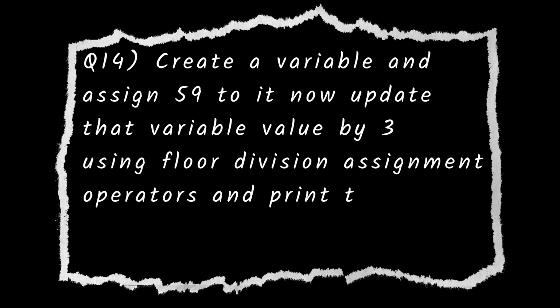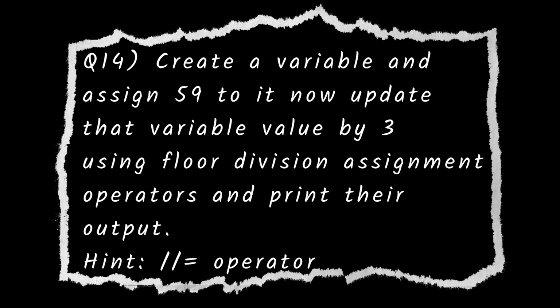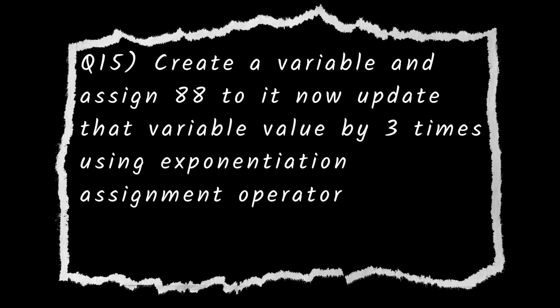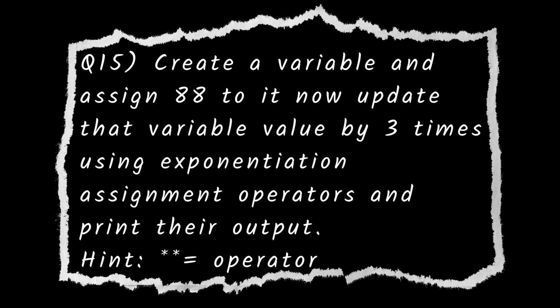The next question is, create a variable and assign 59 to it. Now update that variable value by 3 using floor division assignment operator and print their output. Here is the hint, double front slash equal to operator. The next question is, create a variable and assign 88 to it. Now update that variable value by 3 times using exponentiation assignment operator and print their output. Here is the hint, double star equal to operator.